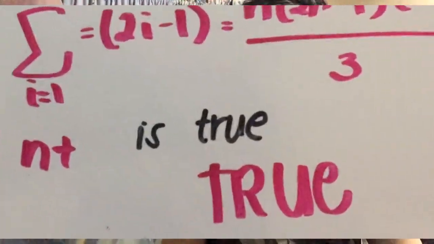Therefore, I conclude that the statement, the sum of the quantity 2i minus 1 squared from 1 to n, is equal to n times the quantity 2n minus 1 times the quantity 2n plus 1 over 3, for all natural numbers, is true.